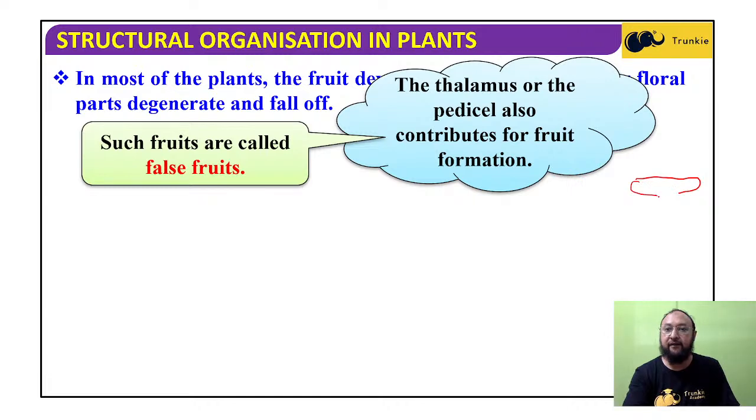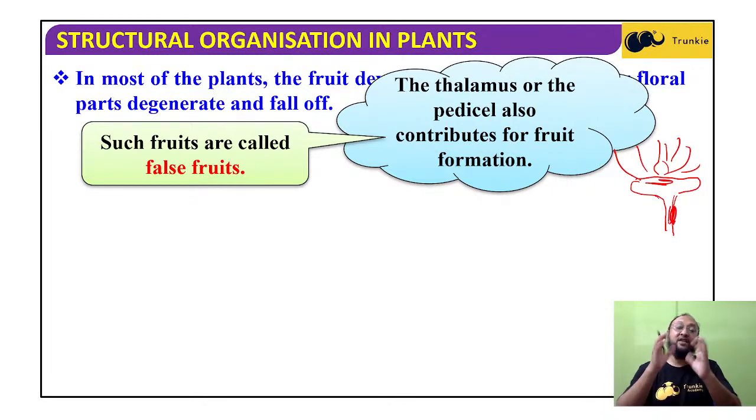Okay, this is the thalamus and this is the pedicel, the tubercle. So on this, the calyx and then the corolla and the gynoecium, ovary and the stamen are present. This thalamus and this pedicel sometimes also contribute to the formation of fruit, and these are called the false fruit.